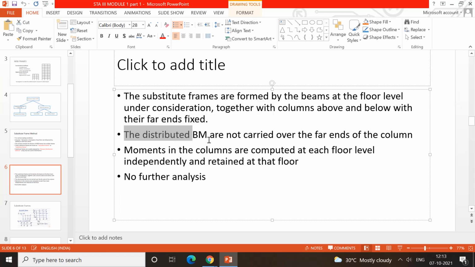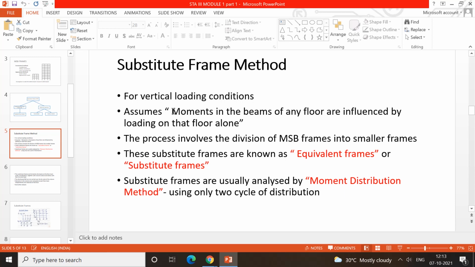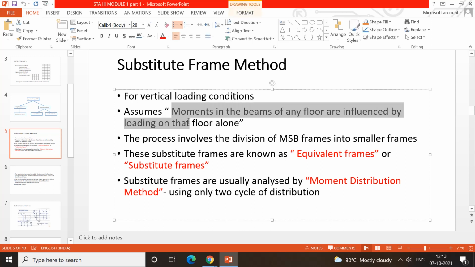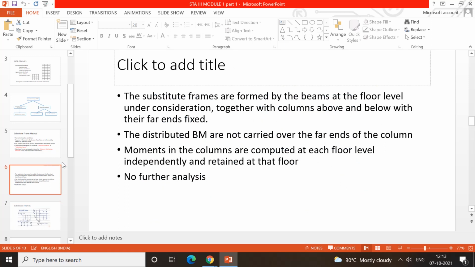Okay, and the distributed bending moments are not carried over to the far ends of the column, and moments in the column are computed at each floor level independently and retained at that floor alone. So no bending moments are transferred from one floor to another. That's one of the main assumptions. Moments in the beams of any floor are influenced by the loading on that floor alone. That's one point. Whenever you consider moments in beams, if you consider this beam, 9, 10, 11, 12, it will be influenced by the loading on that floor alone. And whenever you calculate bending moment in the columns, it will not be carried over to the far ends.